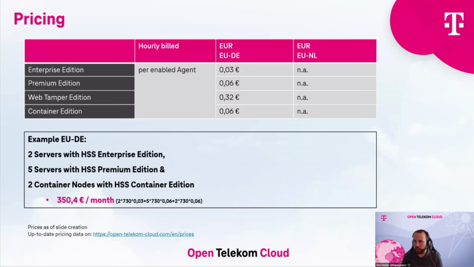So Enterprise for any basic machines which are not facing the internet, maybe a test environment, and Premium Edition for machines exposed to the internet or having critical data, web tamper protection for web servers, and Container Edition for containers. As I said, you pay per hour. So depending on your runtime you have different prices. I just put one example below. So if you have 2 servers with the smaller enterprise version, 5 with the advanced premium, and 2 containers with container edition, you would pay about 350 per month for this complete environment if you would run it 24/7, just as reference.